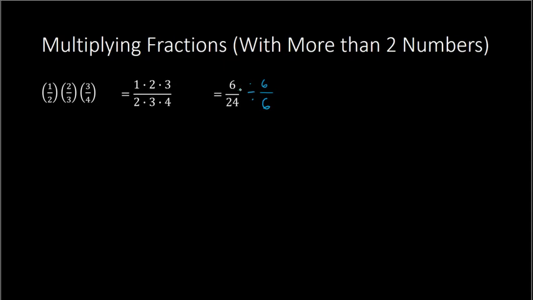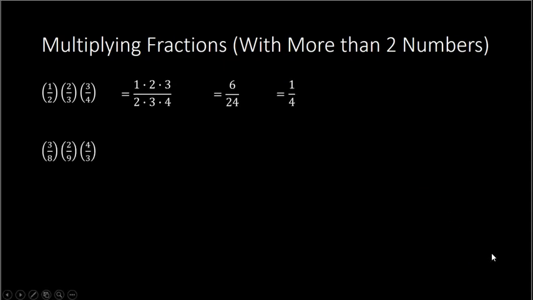So if you divide top and bottom by 6, we would now have 1 on the top, and then 24 divided by 6 is 4 on the bottom. So that is as far as we can take it. 6 was the largest number that we can divide top and bottom by. So our solution is 1 over 4.